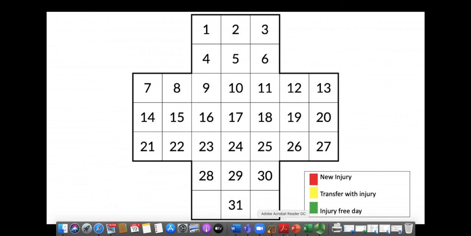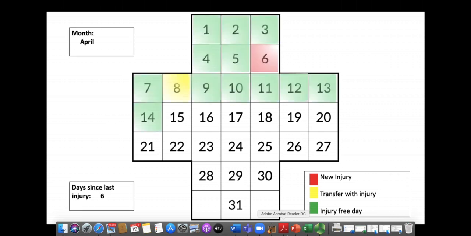This is another tool. This is called the Safety Cross. It is a simple tool where every day the box is shaded to show a change. The shading is color dependent on what has happened, and this allows for a simple way of measuring and demonstrating change that can be done easily and on an ongoing basis.